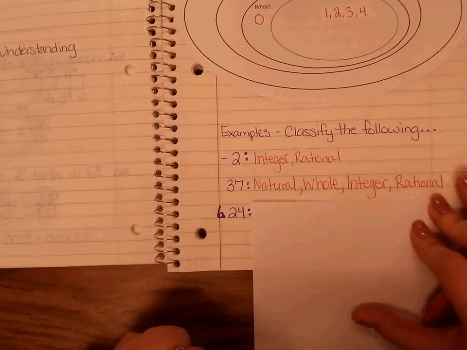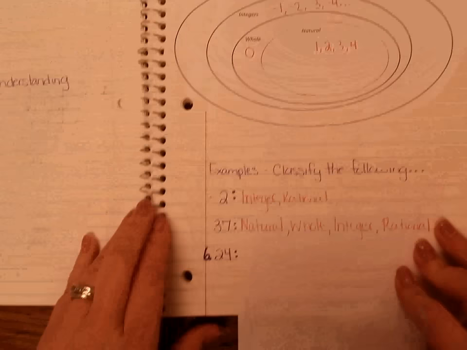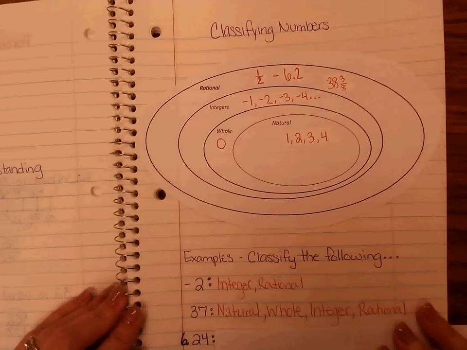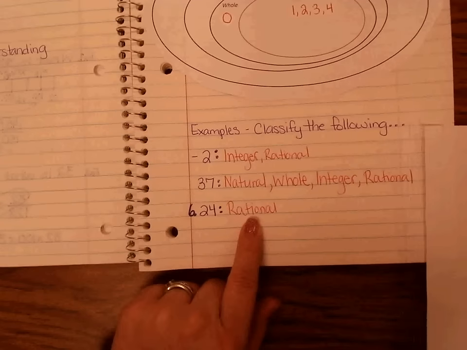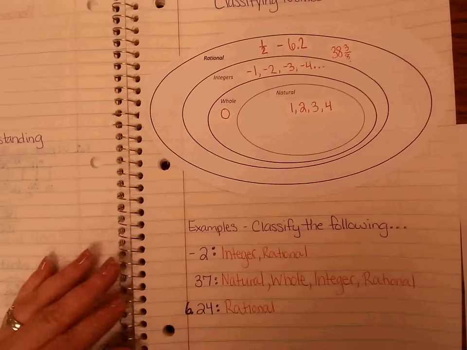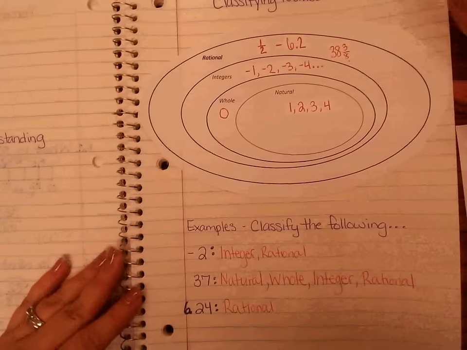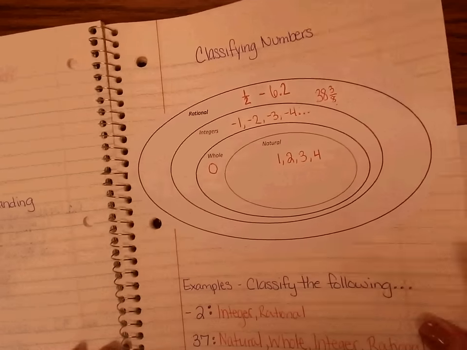My last one is 6.24, 6 24/100ths. That, if I look up here, could not qualify as a natural number, or a whole number, or even an integer. But because it can be written as a fraction, it would be considered a rational number. So it would only be considered a rational number. It'd be the United States, but not the state of Texas, where our integers live. Okay, so that is our lesson on classifying numbers.